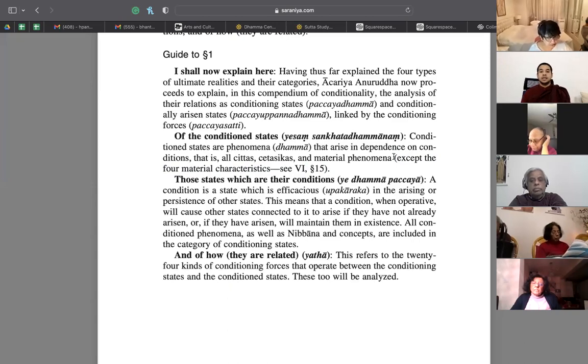Essentially the reason behind it is because Pathavi, Apo, Tejo, Vayu exist as a nature. Right? The nature is anicca, dukkha, anatta. Yes, ruled by anicca, dukkha, anatta. But if we say ruled by anicca, dukkha, anatta, all these are also anicca, dukkha, anatta.